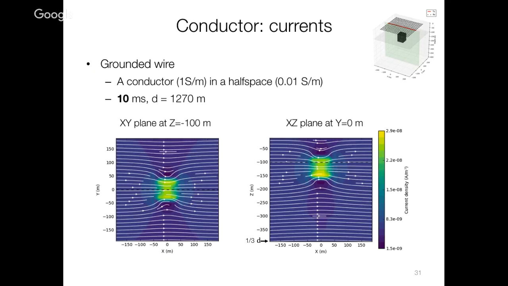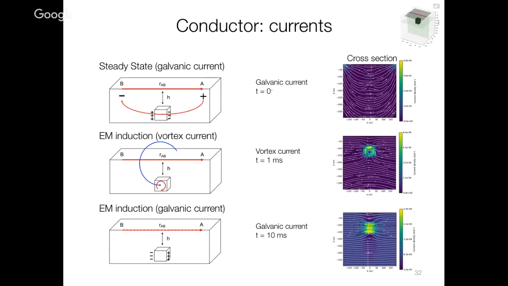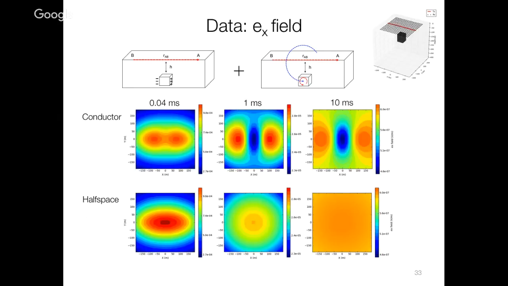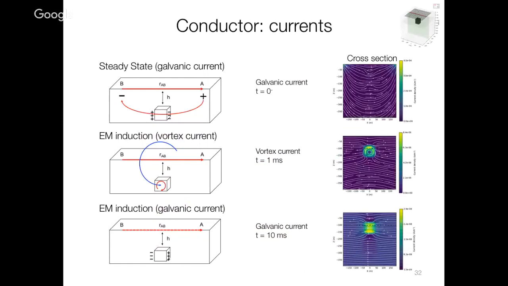There's quite a few things going on here. So in summary, before shutoff, we just have galvanic currents. Then after shutoff, we've got these vortex currents that are going in here. And at very late times, we're back to just galvanic currents. Okay, that's a conductor.